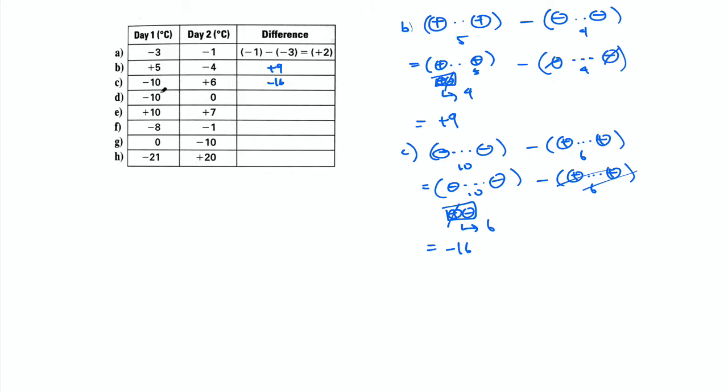For D, right, from 10 negative counters, we're taking away nothing, right? So we'll just be left with the 10 negative counters. From here, we start with 10 positive counters and we want to take away 7. Okay, so we'll be left with 3 positive counters. So that's plus 3. For this one, right, we have 8 negative counters and we're taking away one of those negative counters. Okay, so we'll be left with just minus 7, right? Because we'll be left with 7 negative counters.